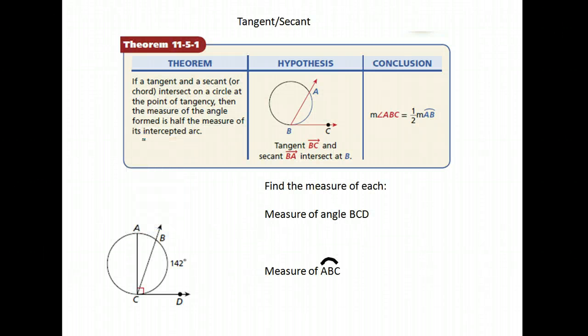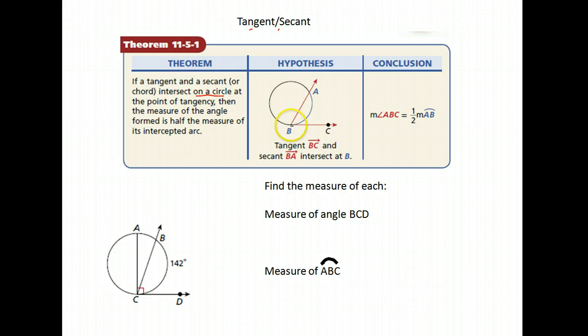Alright, so let's look at some angle relationships. The first one we're going to talk about is when you have tangents and secants with a circle. It says if a tangent and a secant, or chord, intersect on a circle at the point of tangency, then the measure of the angle formed is half the measure of the intercepted arc.